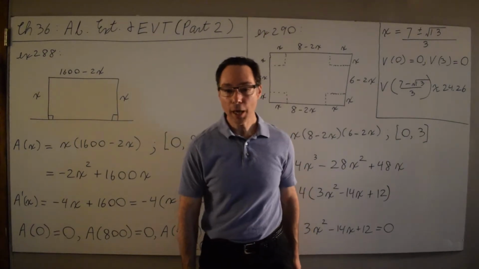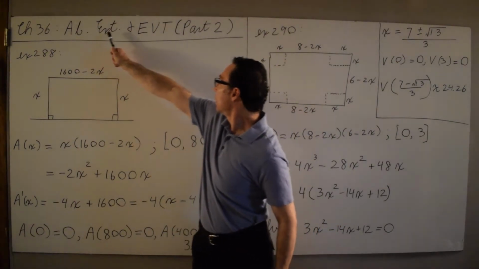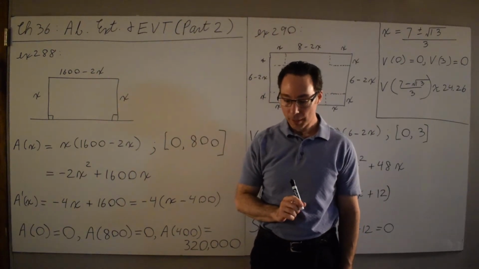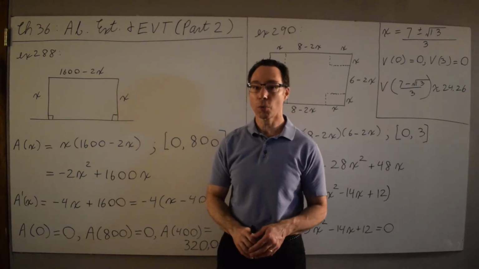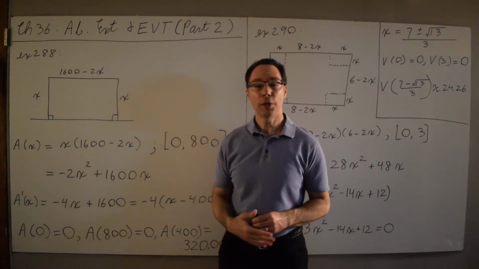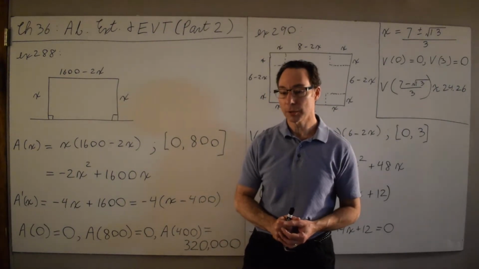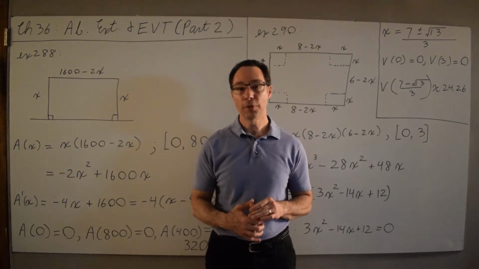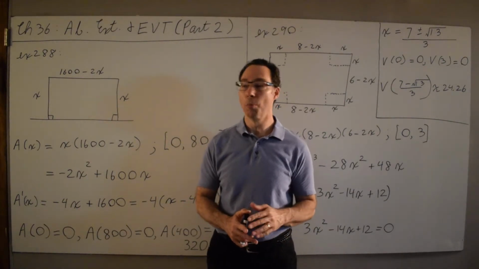This is the second video on chapter 36, the extreme value, absolute extrema, and the extreme value theorem. In this video and the next, we're going to be looking at applications, in other words, word problems. The difficulty in these problems is going to be setting them up, just like with the related rate questions. There is one difference between these questions and the related rate questions, and I'll illustrate that in a moment.